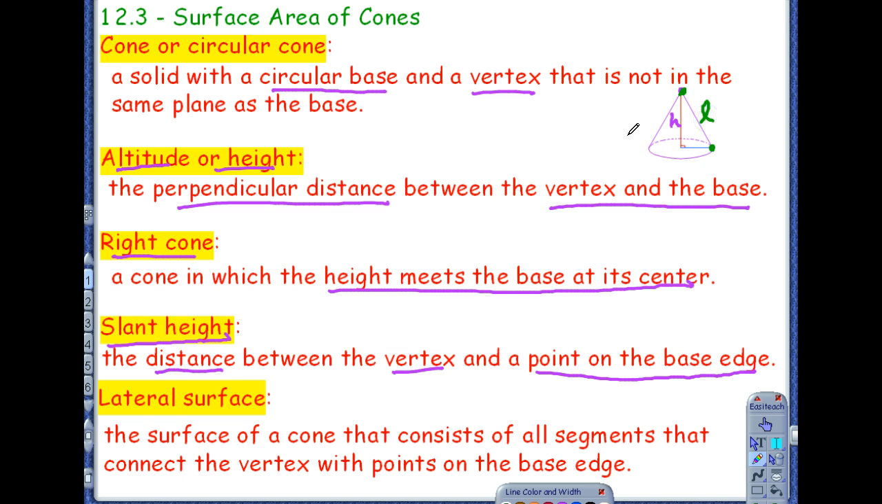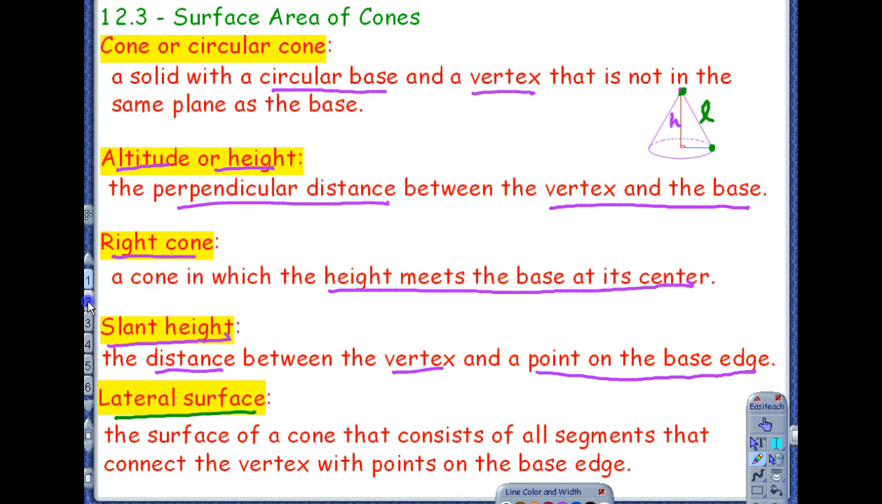Now, a lateral surface is basically what, to me, when I see lateral surface, I think of anything but the base or bases. In this case, just one. So it's the surface of a cone that consists of all the segments that connect the vertex with the points on the base edge. So basically, if you just draw in a bunch of slant heights, and keep drawing them, you're making up that lateral surface. If you think about a party hat, the party hat itself, the material, is the lateral surface. What's open so you could fit it on your head is your base, because it's the circle. So just to give you a visual of that.